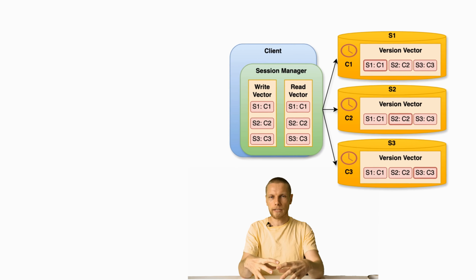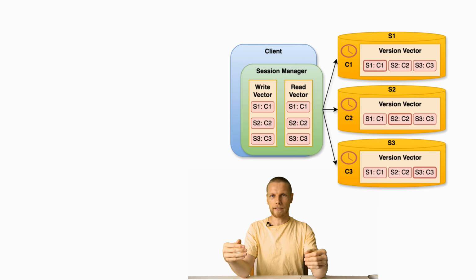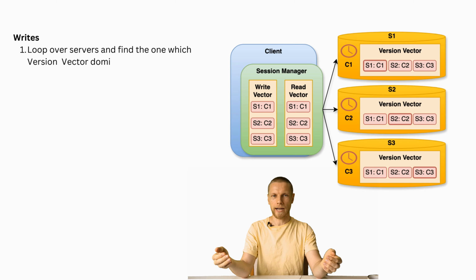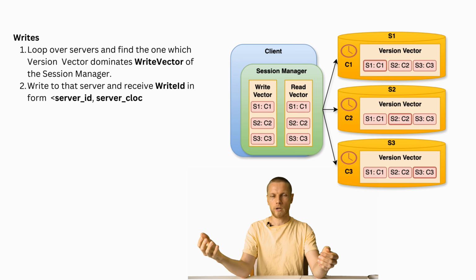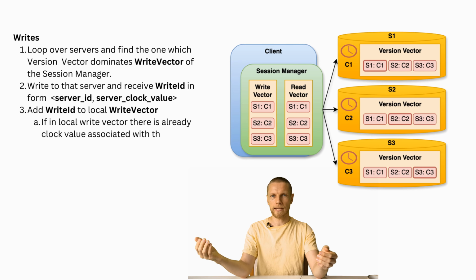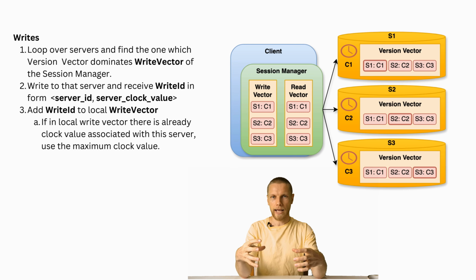Let's combine all of it into an algorithm. To make the write, session manager has to find a server whose version vector dominates its write vector, and after each write, session manager has to receive the most recent write vector from the server and merge it into its own write vector. And that's basically it.